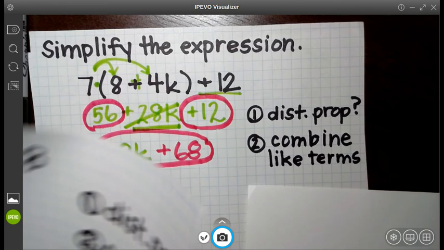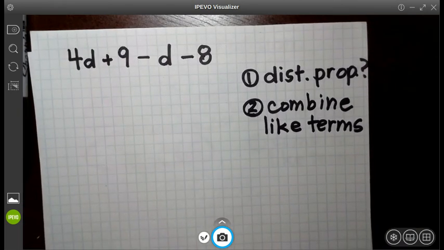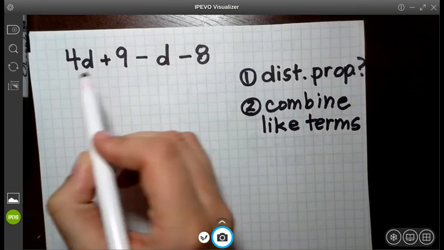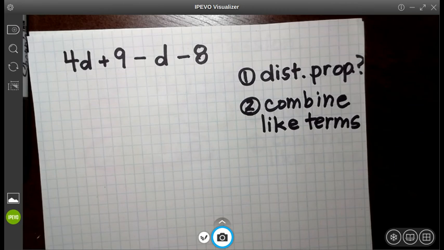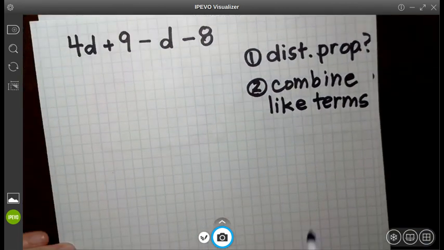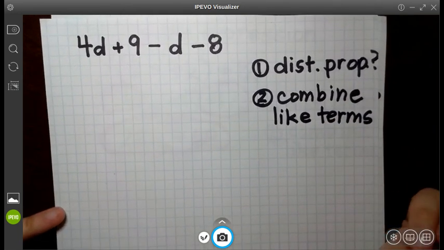Let's try one more. Same steps we will follow. Look, do I see the distributive property? So I'm going to scan through. No, I don't see any parentheses, so there can't be the distributive property. So I have to jump right to combining like terms. Remember, I'm going to look for things that have the variable.